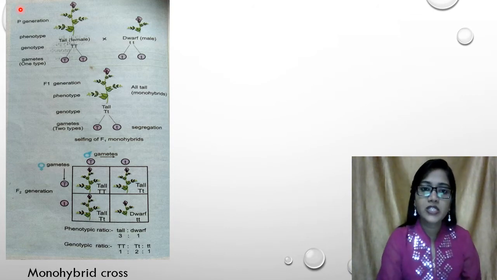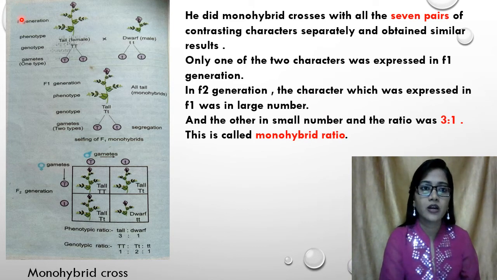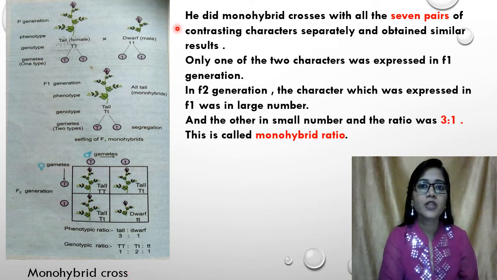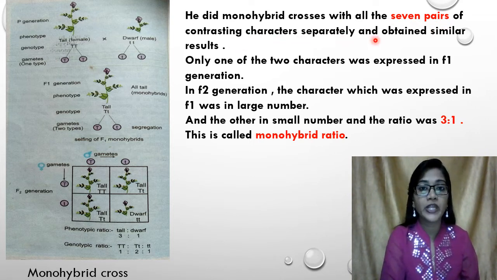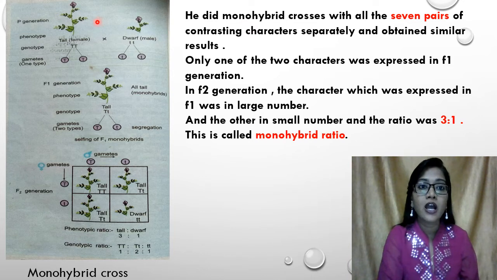So what are the points that Mendel observed in the phenotypic monohybrid cross? He did monohybrid crosses with all the 7 pairs of the contrasting characters separately and obtained similar results. In this example, we have concentrated on only one character, monohybrid. We considered a single character, that is height of the plant or stem height of the plant.